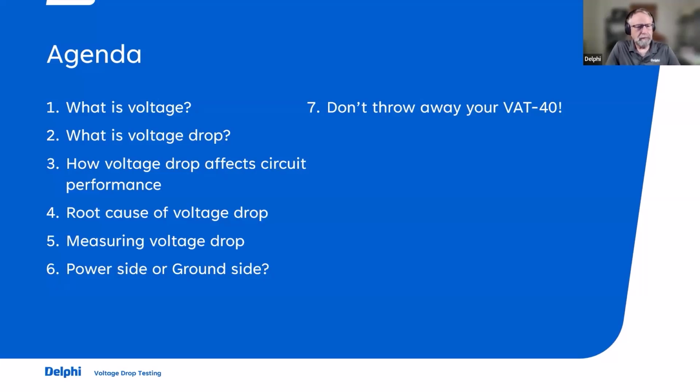The root causes of it all, how to measure it, and then figuring out where those voltage drops are taking place, trying to narrow down: is it on the power side? Is it on the ground side? And then finally, we're going to discuss a little bit about heavy duty vehicle starting and charging systems, and using a carbon pile tester for measuring voltage drop on those circuits. So that'll be the last item before we wrap it up today.